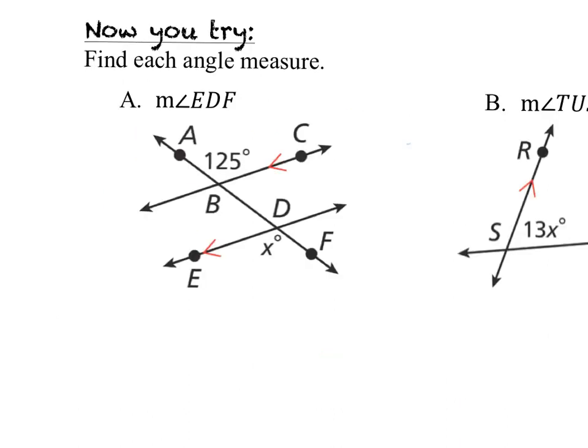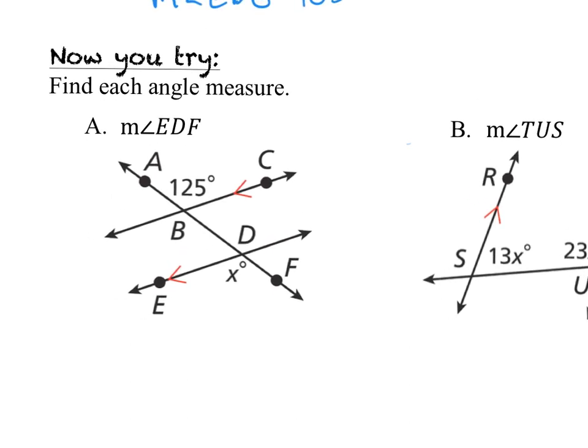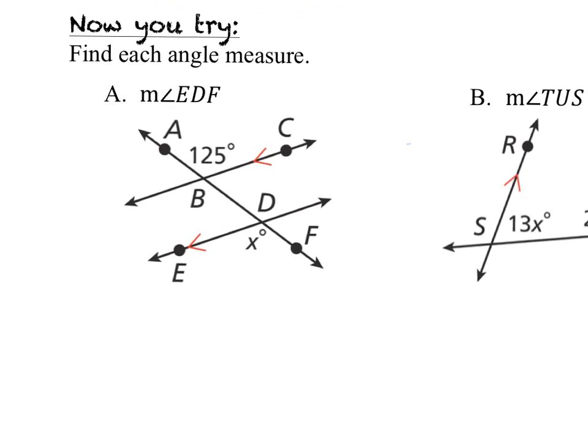Okay, let's find each angle measure. So since angle ABC and angle EDF are alternate exterior angles and they're congruent, the measure of angle EDF is equal to 125 degrees.